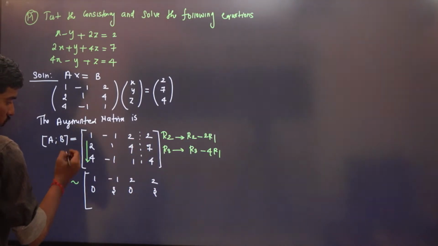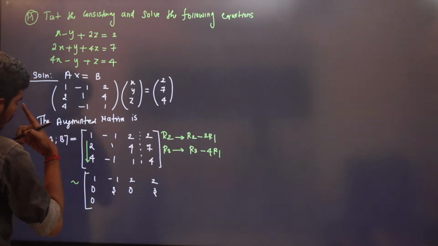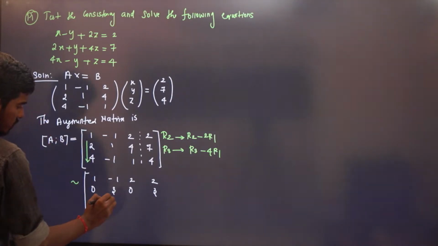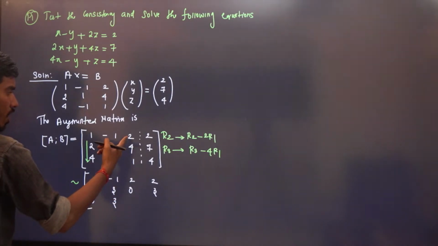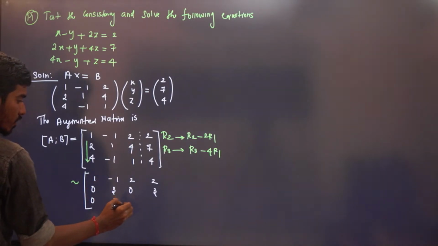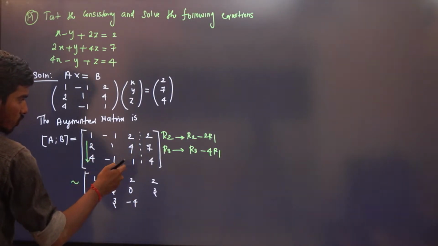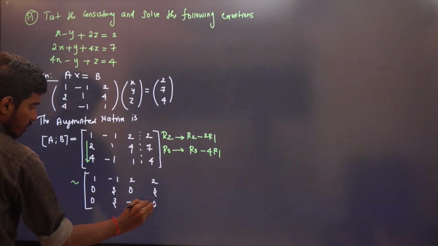Now you have to multiply 4 and then subtract. So minus 1 plus 4 is plus 3. You have to multiply 4 and then 1 minus 8 is minus 7.